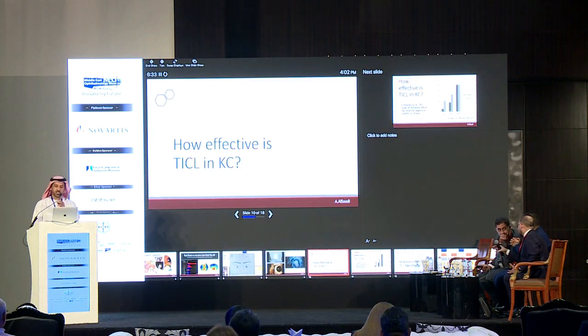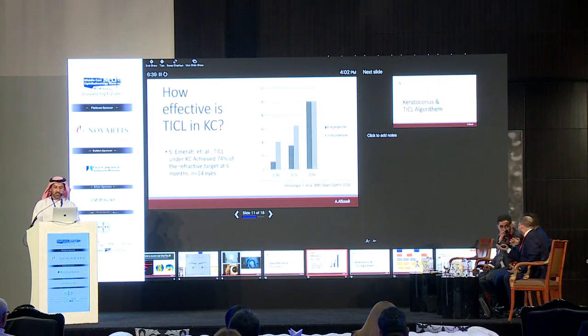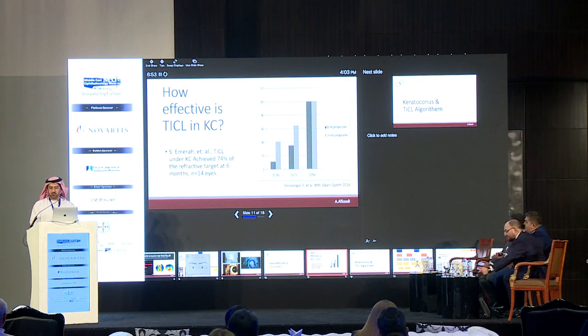So how effective is the TICL in keratoconus? In keratoconus TICL, Imara and his group achieved about 74% of the target refractive error at 6 months. So in keratoconus, it's less effective. On the right hand, I'm showing Dorodgar. This is a publication of a prospective study, but not randomized, which showed that almost 100% of the patients saw 20/50 or better after keratoconus TICL. But yet, we know that achieving 20/20 needs to be kept in mind, and the quality.